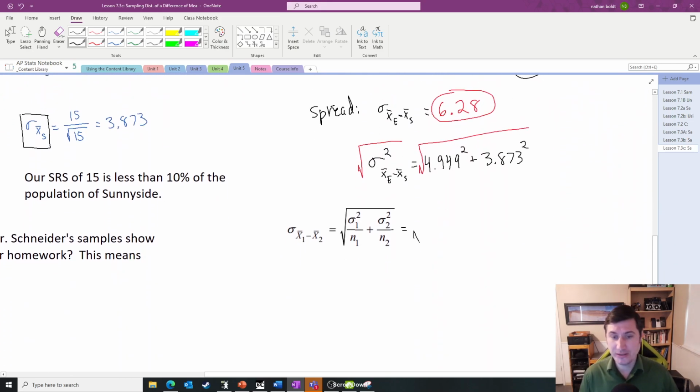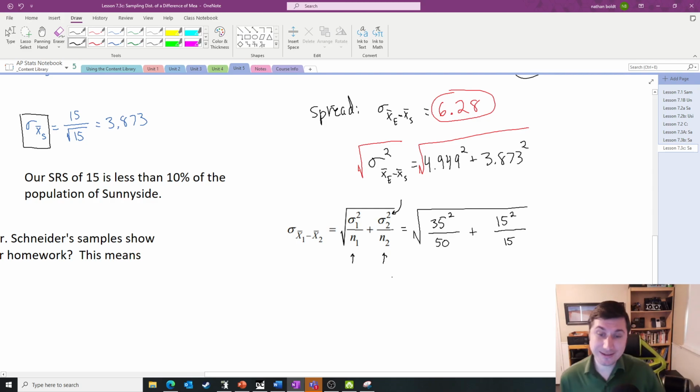So it would be the square root of, the population standard deviation for the first population was 35. Then they tell us to square it. Then they tell us to divide by the sample size of the first population, which was 50. Plus the standard deviation of the second population, which was 15. They then tell us to square it, which, yes, is the variance of the population. Divide by the sample size for the second population, that was 15.